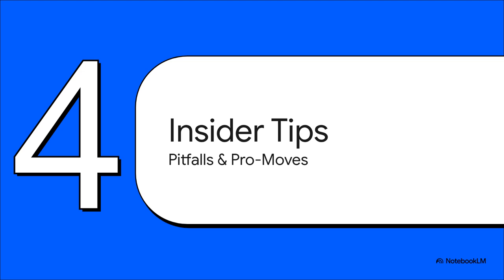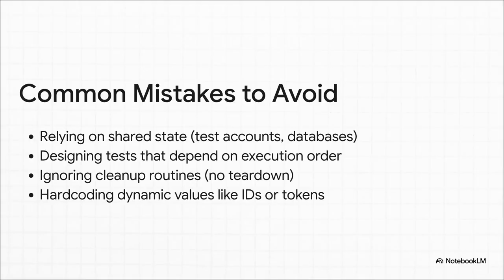Now, to really master this, it helps to know what not to do. So let's cover some of the common rookie mistakes, and then we'll finish up with the key takeaways, the pro moves from the top 1% of QA engineers. Okay, these are the classic traps. First, relying on a shared test database, or a single test_user account. That's just asking for conflicts. Second, designing tests that have to run in a specific order. That makes your suite incredibly brittle.